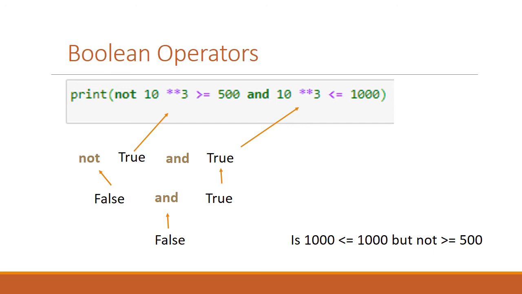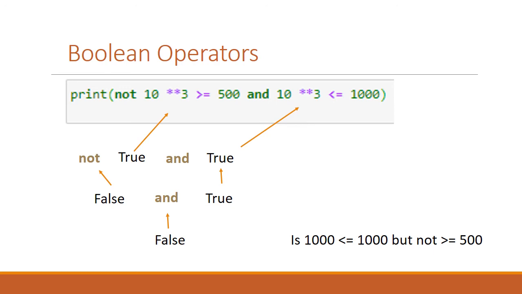Let's consider an example of the not Boolean operator. In this example, we're going to ask the question, is 1000 less than or equal to 1000, but not greater than or equal to 500? So the expression is not 10 cubed greater than or equal to 500 and 10 cubed less than or equal to 1000.